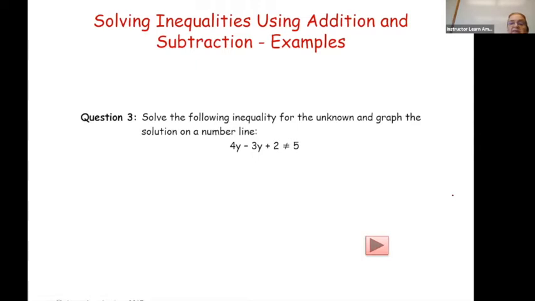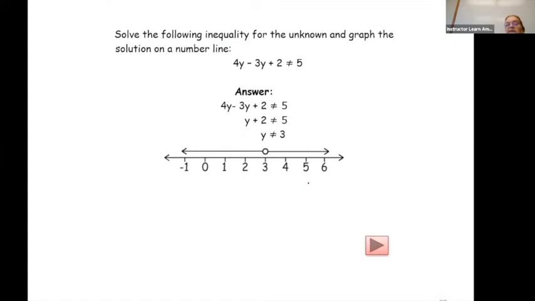Same idea, solve the inequality and graph the solution set on a number line. Notice like terms here. So we're going to just have y plus 2 not equal to 5. Subtracting 2 from both sides, y not equal to 3. And so that would be everything on the number line except for 3. So you show that by the arrow going in both directions and just leave a hole at the number 3.